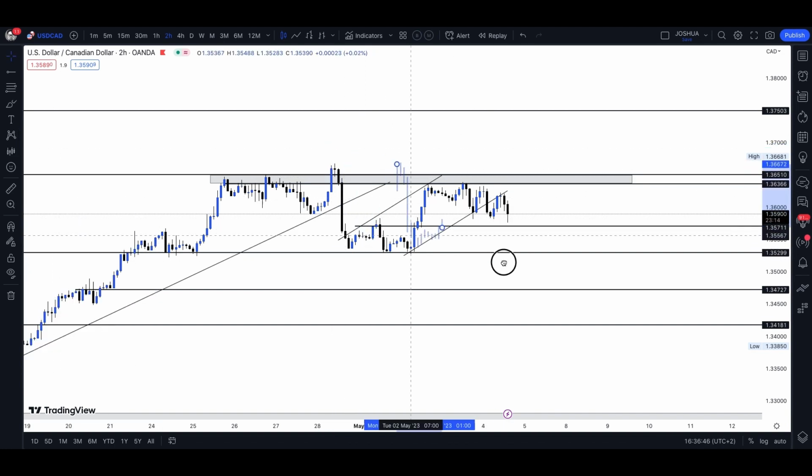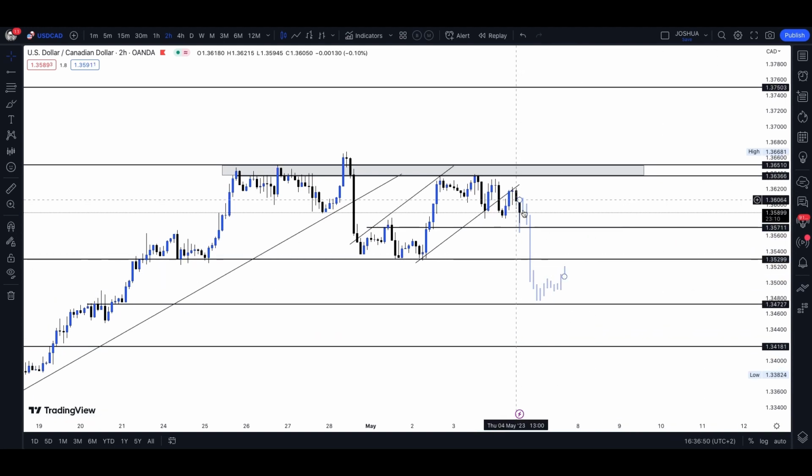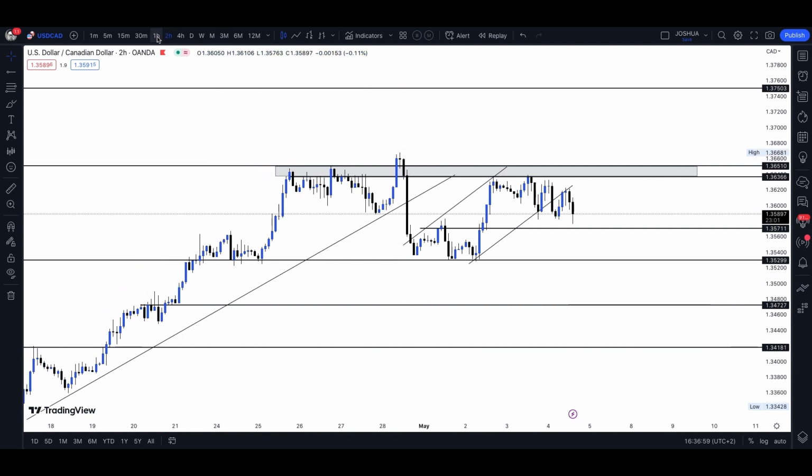selling opportunities. So what we are likely to see is the repetition of the previous market breakout, which is this point, to come back to that point. So I want to see more selling opportunities at that point to get to that level. So this is on the 2-hour time frame.